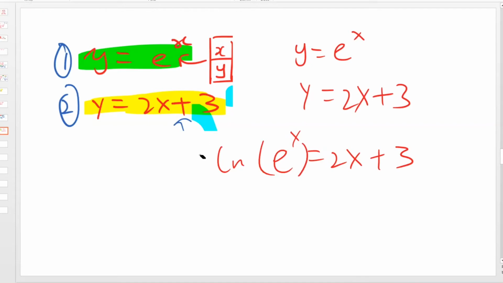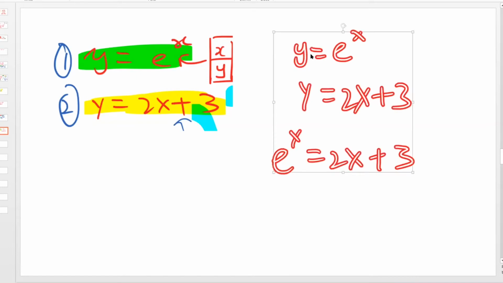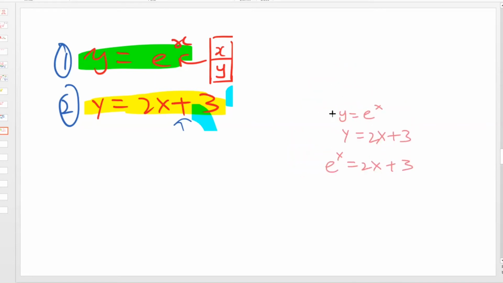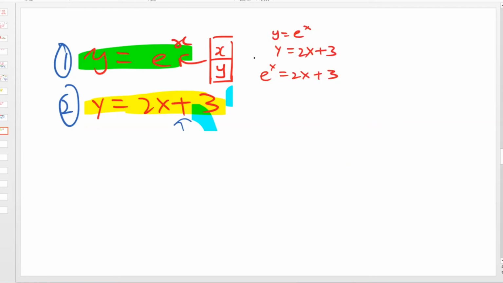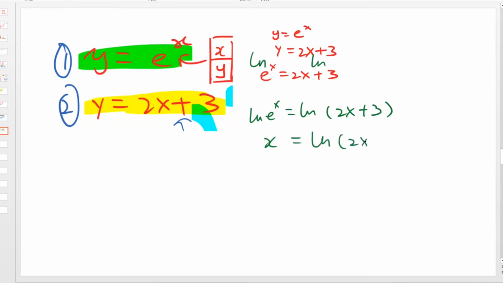I better do it down here to make sure I have more space. Let me minimize it first. So you will ln both sides, right? Once you ln both sides, you will get your x out already. So basically, your left hand side, you are left with x. Then the right hand side is ln of 2x plus 3.